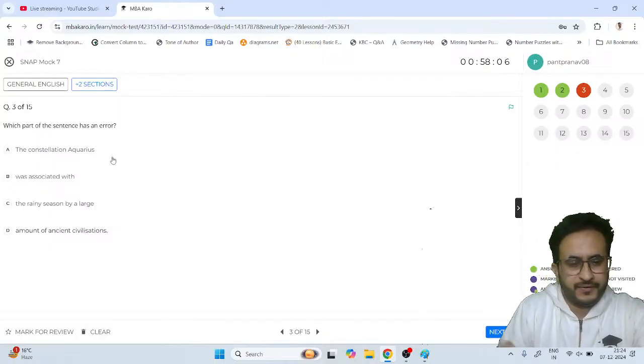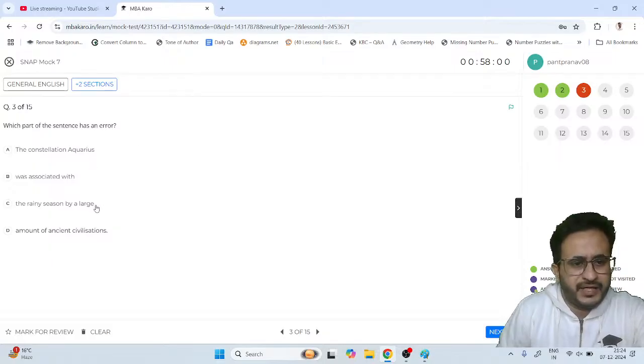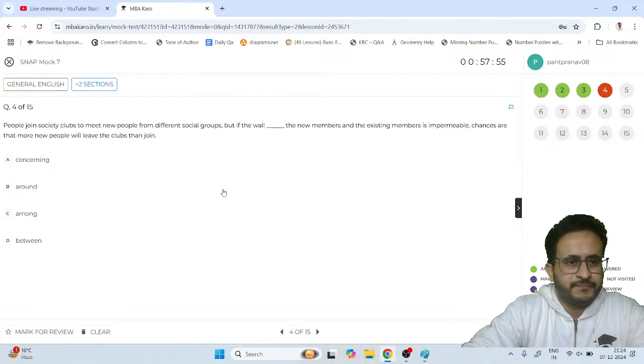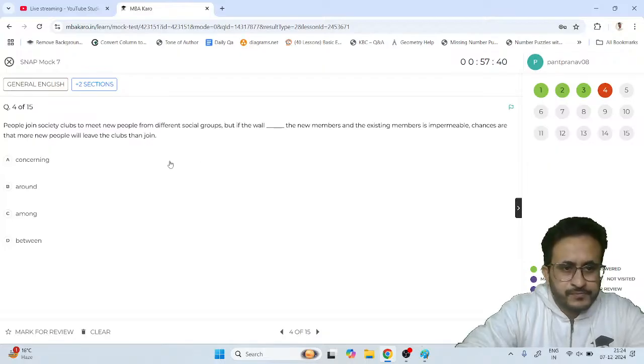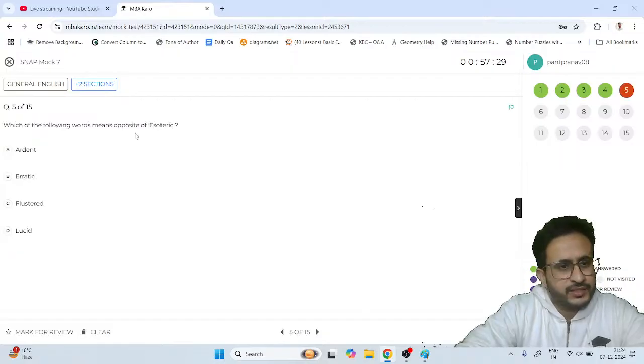Okay, just for variation. The constellation Aquarius was associated with the rainy season by a large number of ancient civilizations. Amount is not a correct word. People join society clubs to meet new people from different social groups, but if the wall dash the new members and the existing members is impermeable, chances are dash wall between the new members. Wall is between two things. Okay, so that will be the answer. Opposite of esoteric. Esoteric would be lucid, I guess.